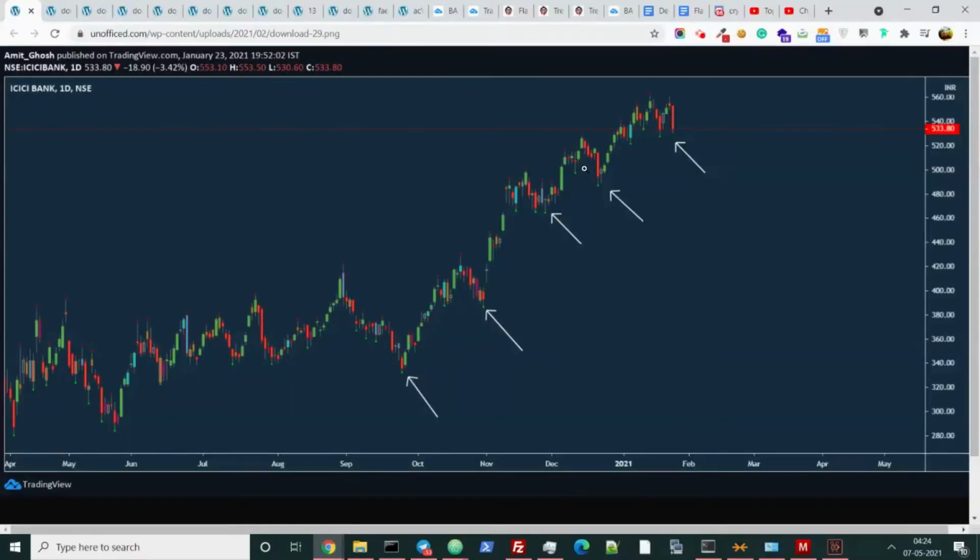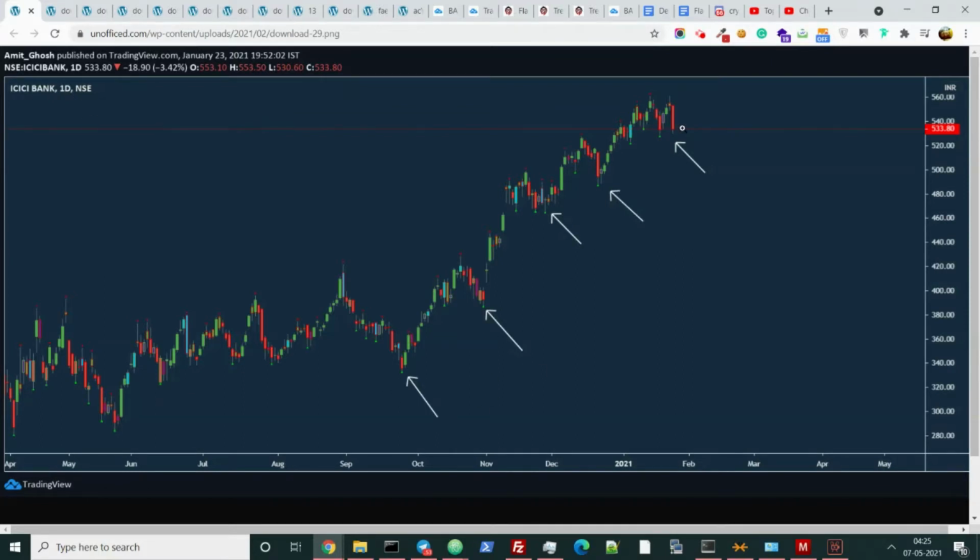The basics of flag pattern. Now, while discussing the bounce theory, or the market in general, we price action traders divide the market into broadly three trends: uptrend, downtrend, and sideways trend. As you can see in this chart of ICICI Bank in a daily time frame, it is in uptrend.